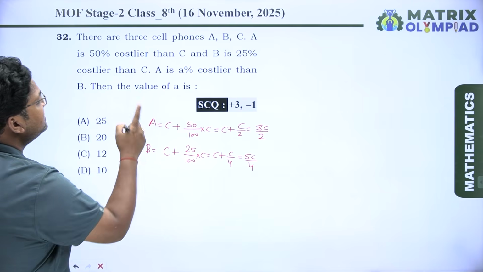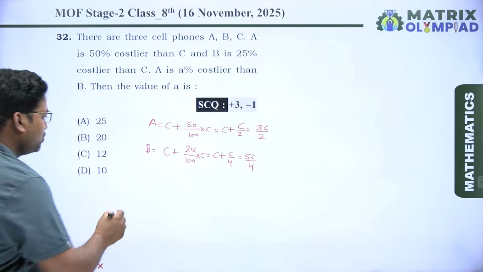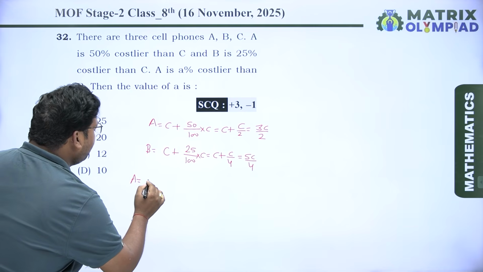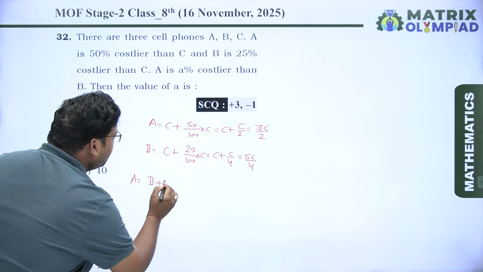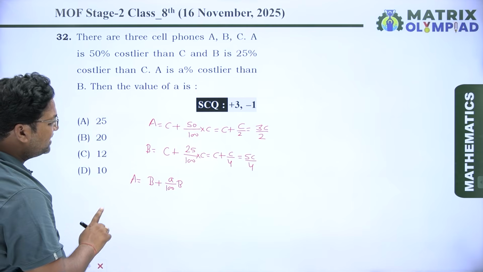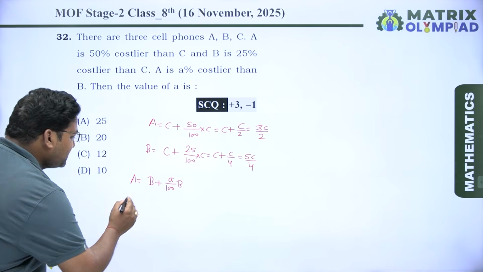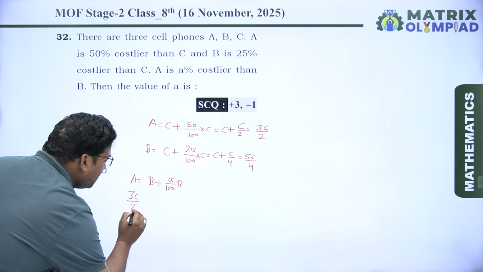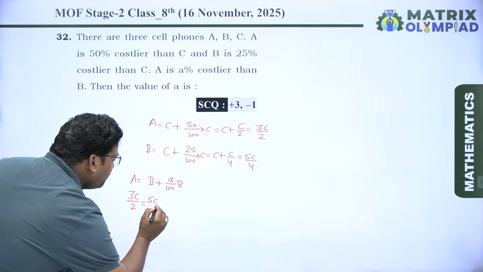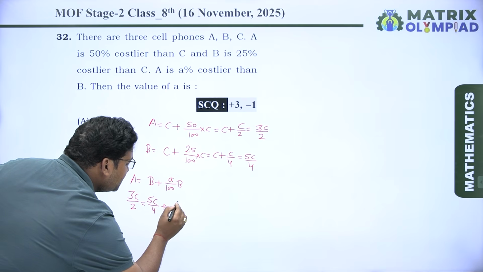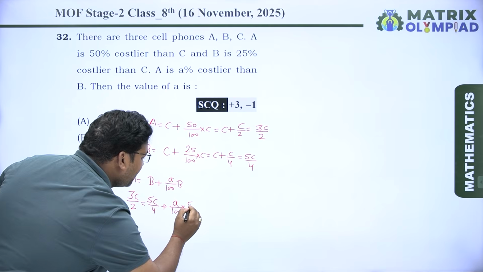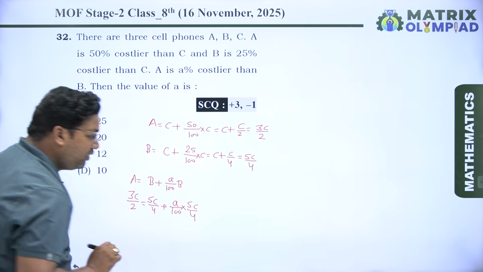It is given that A is a% costlier than B. So the value of A is a% costlier than B. It means B plus a upon 100 into B. Here you can see the value of A is 3C by 2, so I have to put A equal to 3C by 2. The value of B is 5C by 4, so I have to put B equal to 5C by 4 plus a upon 100 into the value of B, which is 5C upon 4.